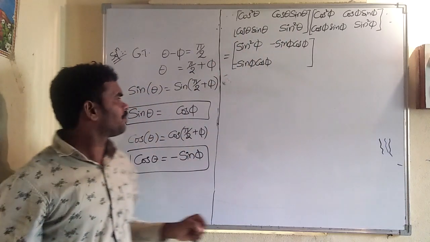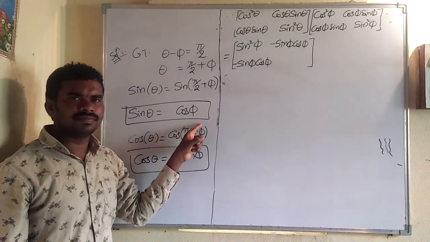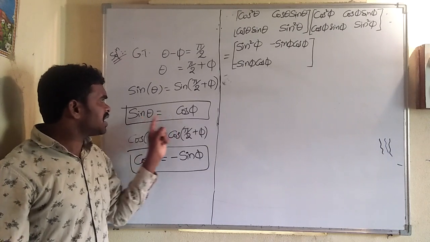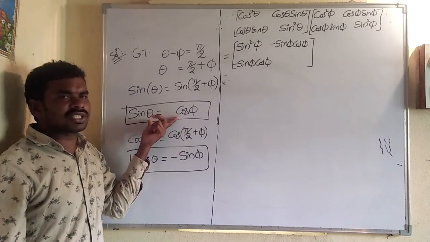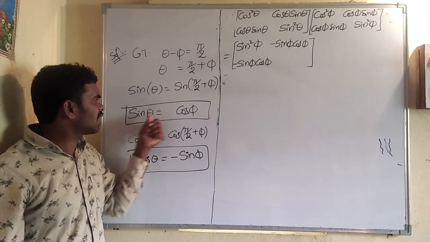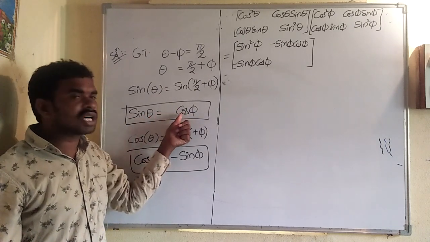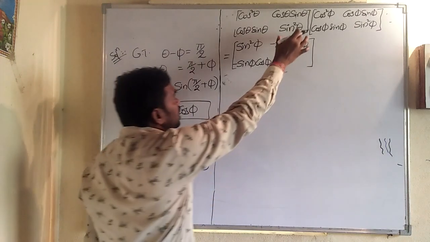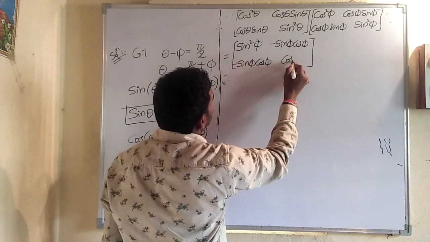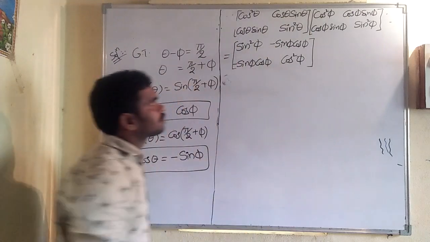Sin square theta. But we have sin theta, so squaring on both sides, it becomes cos square phi. So sin square theta becomes cos square phi. Instead of sin square theta, we can write cos square phi.